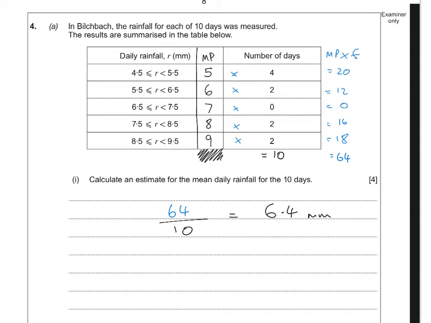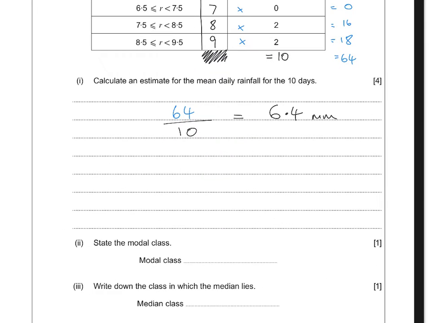Okay, now just do a quick double check. My answer is 6.4. That means it should be between 4.5 and 9.5, which it is. Okay, if it wasn't, say it was under 4.5, then it can't be true. Okay, then the next question says state the modal class.